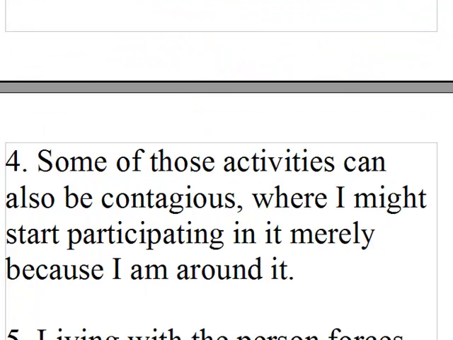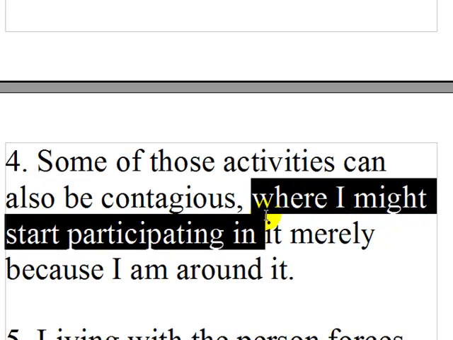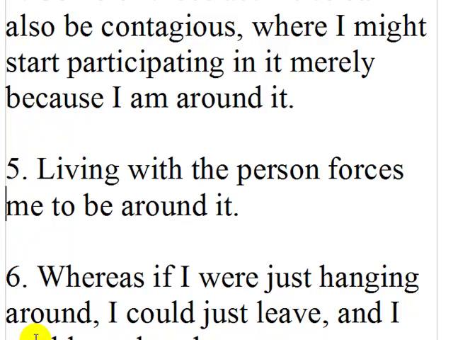4, you have "some of those activities can also be contagious." That's your independent clause. Then the dependent clause is "where I might start participating in it merely," and then you have another dependent clause here, "because I'm around it." So that's a complex sentence. 5, living with the person forces me to be around it. That's a simple sentence. That's a short sentence. As long as you're not overdoing the shorter sentences in your writing, it's going to be okay. Use it every now and then, but not all the time.